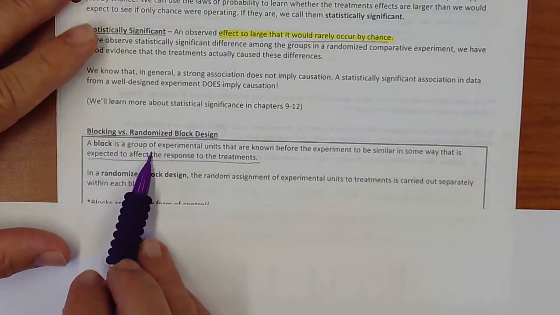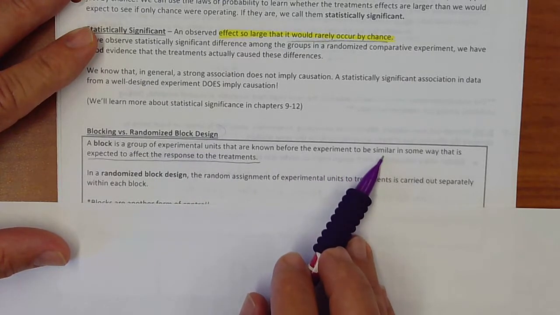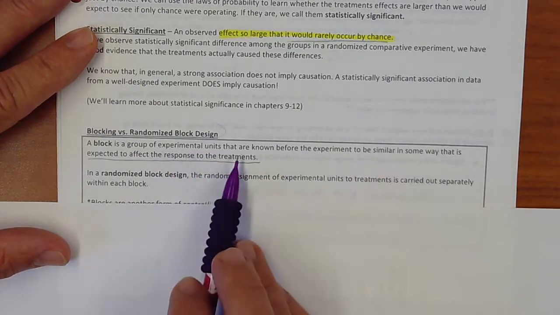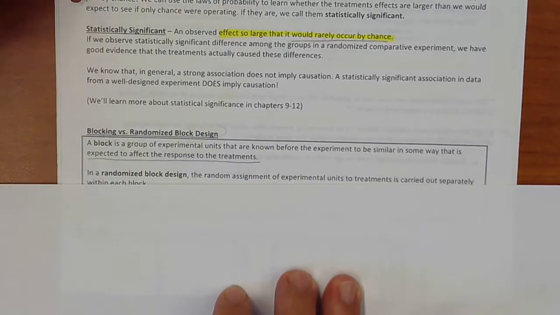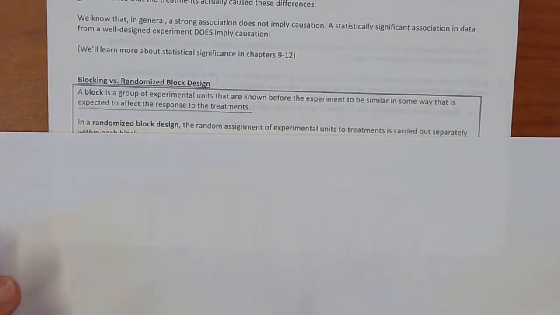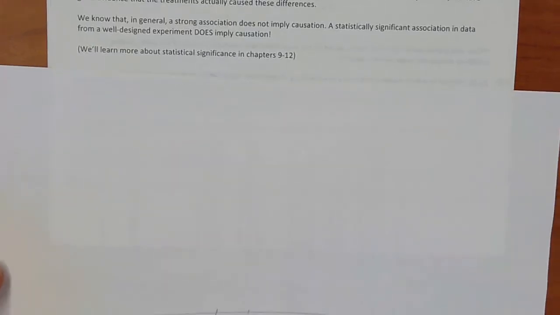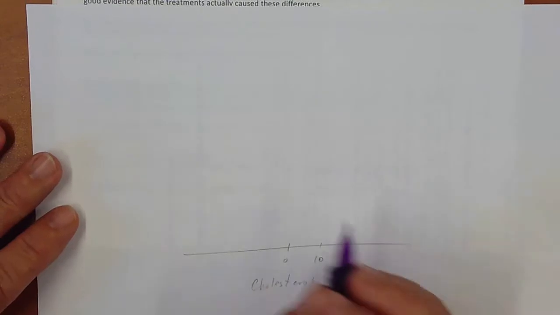A block is a group of experimental units that are known before the experiment to be similar in some way that's expected to affect the response to the treatments, and maybe in two different ways. So for example, something real basic here, sometimes gender is a big difference in experiments. Let's just say we're testing some type of new cholesterol treatment. The subjects are going to be measured before and after.